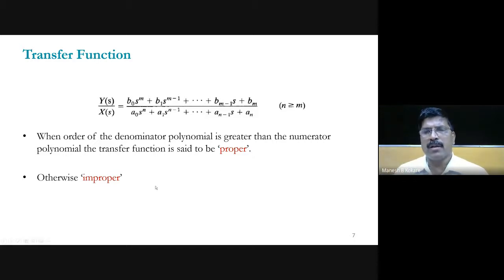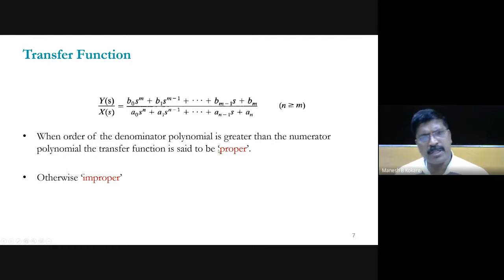In the case of a proper transfer function, sometimes it may happen that n is equal to m. Basically, this n tells you how many poles there are, and m tells how many zeros there are. So an improper transfer function is one where n is less than m, and then that system is considered an improper transfer function.